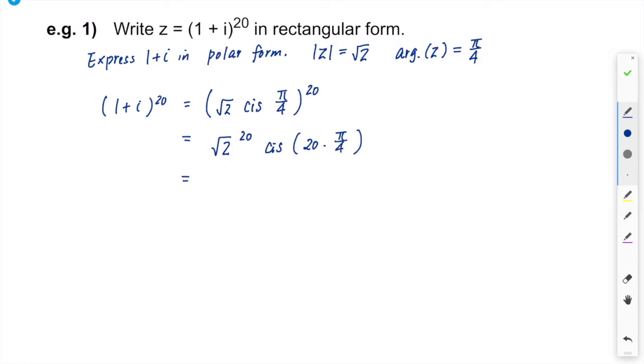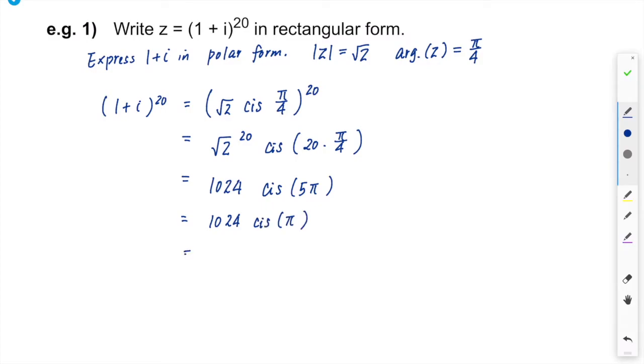Okay, so what does this give me? This is 2 to the power of 1/2 to the power of 20, which is 2 to the power of 10, which is 1024. And then we have cis of 5 pi, and of course I can simplify 5 pi. So let's think about this. Every 2 pi we go back to the positive x-axis, right? So 5 pi would be the negative x-axis, which is the position of pi.